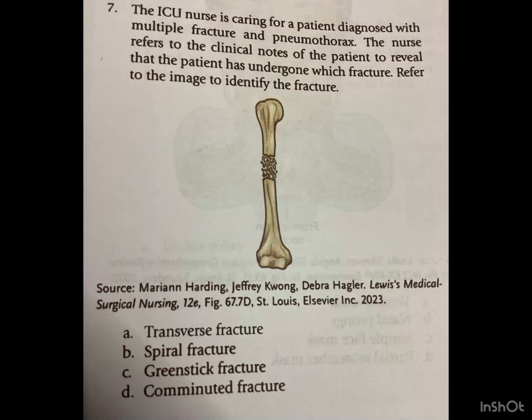Question number 7. The ICU nurse is caring for a patient diagnosed with multiple fractures and pneumothorax. The nurse refers to the clinical notes of the patient to reveal that the patient has undergone which fracture. Refer to the image to identify the fracture. Option A, transverse. B, spiral. C, greenstick. D, comminuted fracture? Yes, the correct answer is option D, comminuted fracture. Now moving to the next question.